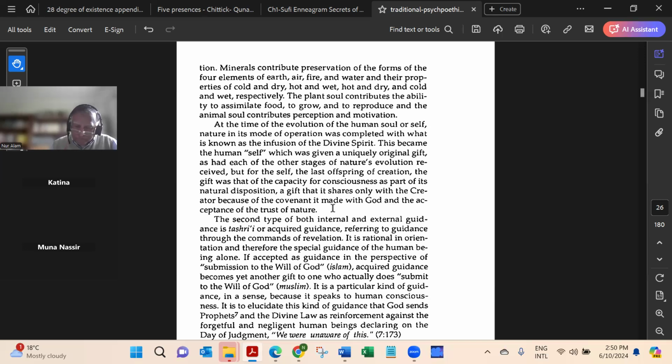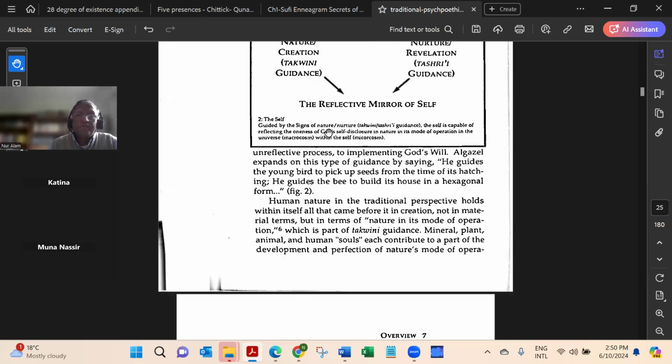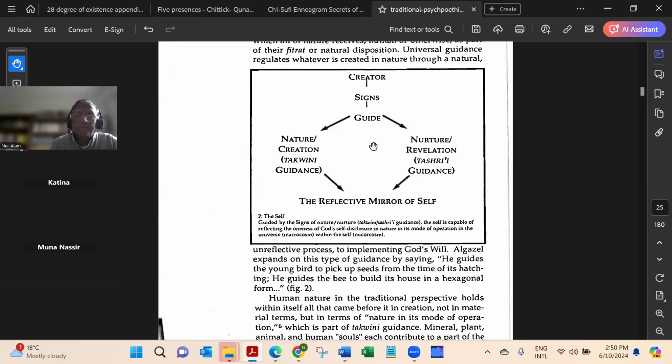If we go back to the diagram, where the creator goes into the signs, on page 6, when it talks about the nature and creation, all of that, can we put in there that those are like the universal laws? Would those be included in that, like takwini?